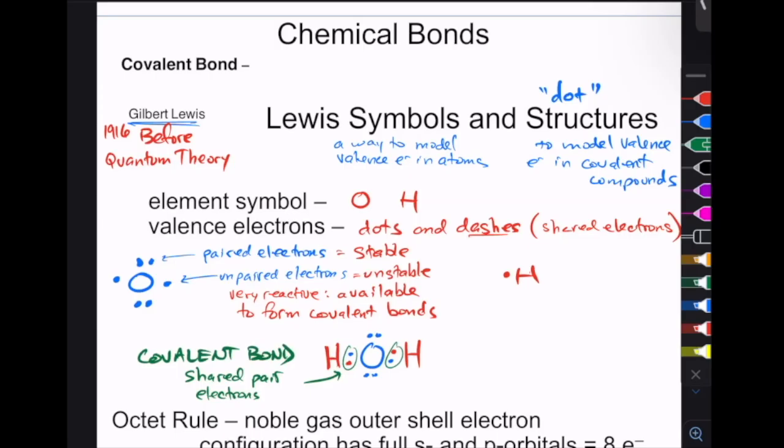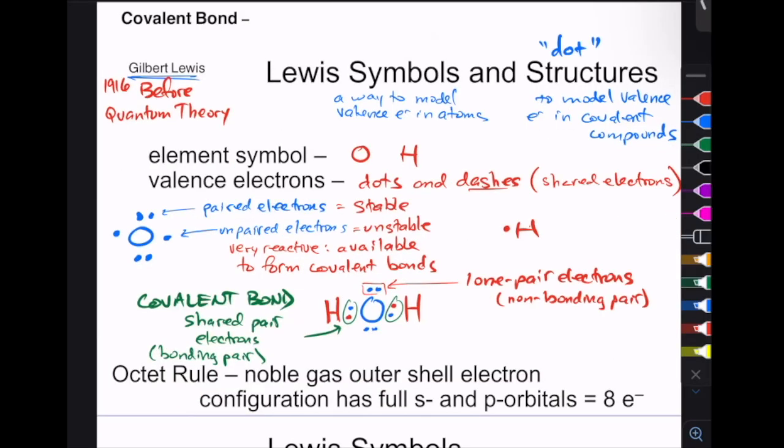But we also have, here, let's put this in red, this pair of electrons that started as a pair of electrons. They're not available for bonding as readily, right? This is what we're going to call a lone pair of electrons. This is also sometimes called a non-bonding pair. Whereas, since it's a covalent bond, this is also called a bonding pair. So that's the general idea.